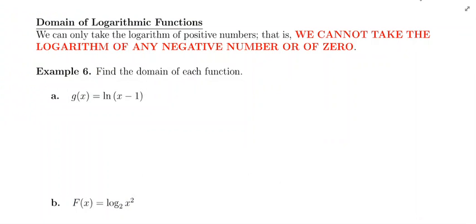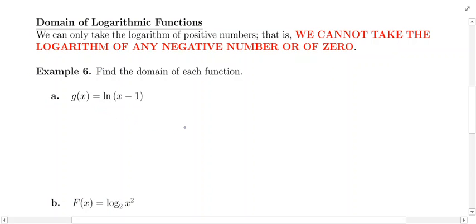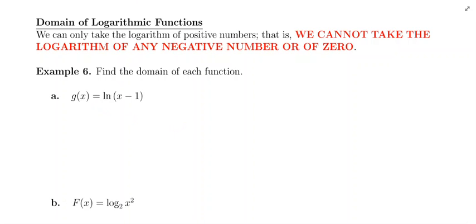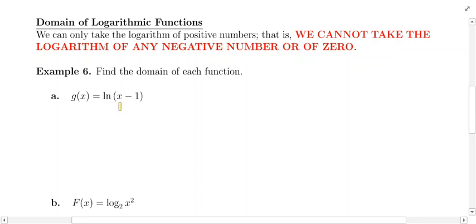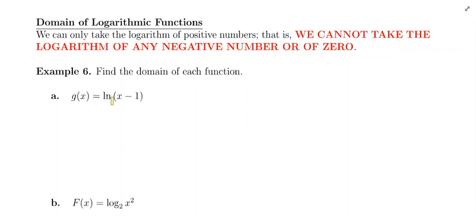So we have 4 functions in example 6, and we're going to find the domain of each function. I'm going to walk you through how you're going to do this from the formula. In part A, my function is g of x equals the natural log of x minus 1. The base here is e. That's irrelevant. What you are worried about is plugging in an x value and then simplifying in parentheses and ending up with 0 or something negative, because then you can't take the logarithm of that quantity.